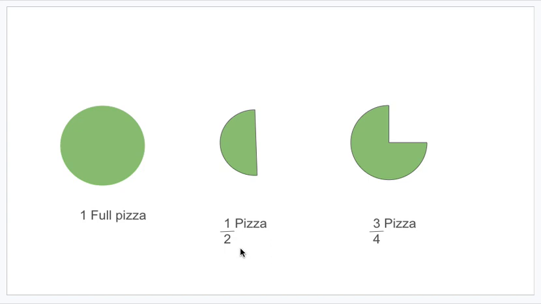In the center image, you see half a pizza, which means that the pizza has two pieces, denoted by the number on the bottom called the denominator, and we have one piece with us denoted by the number 1 on the top, which is called the numerator. In the third image, it shows that we have 3/4 of a pizza, which means that there are 4 pieces in the pizza and we have 3 pieces with us.